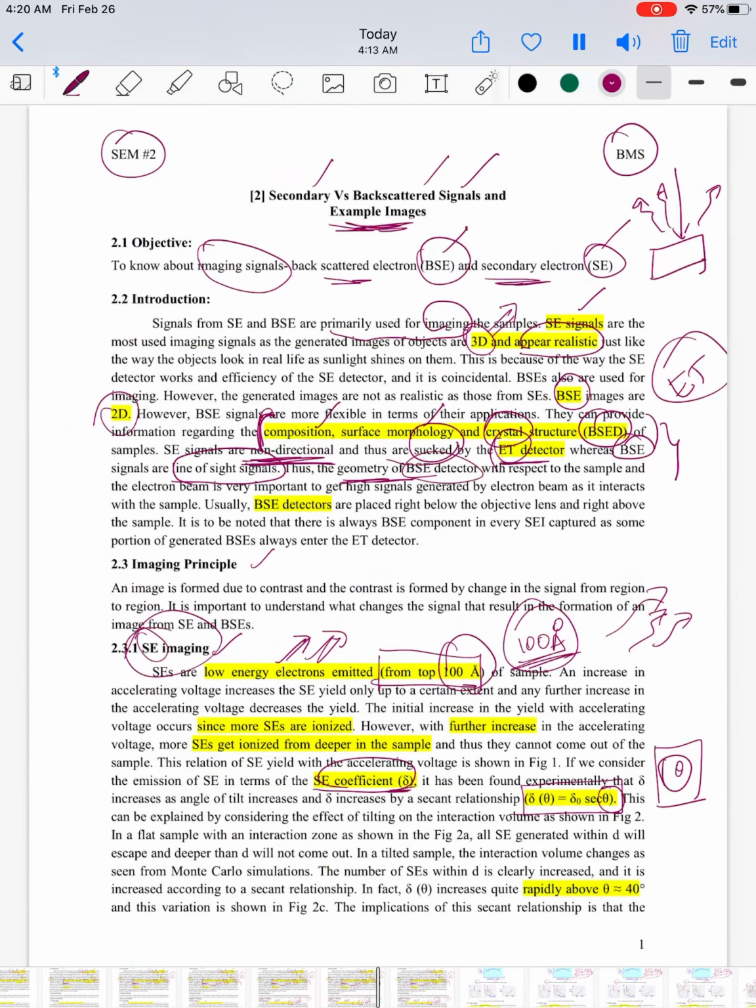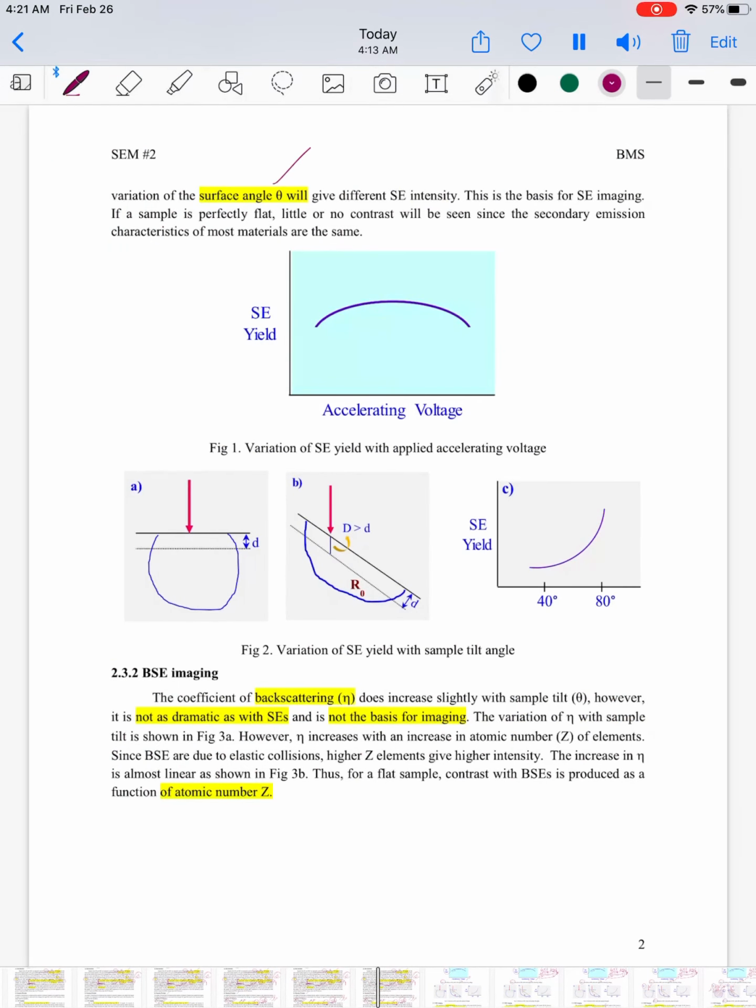So we see from this equation that the yield or the coefficient, both mean the same. The higher the coefficient, the higher the number of electrons generated. The higher the yield, again the higher the number of electrons generated. So we see that the SC coefficient is dependent on the tilt angle.